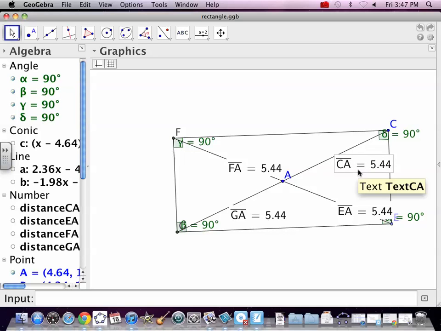Look, the C to A is 544, G to A is 544. We knew that. But F to A is also 544, and E to A is also 544. That's important. And let's go to rhombus.